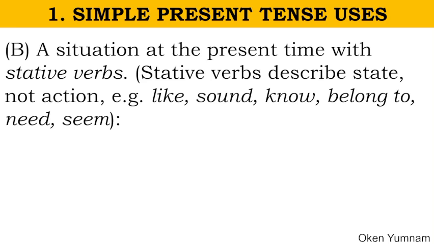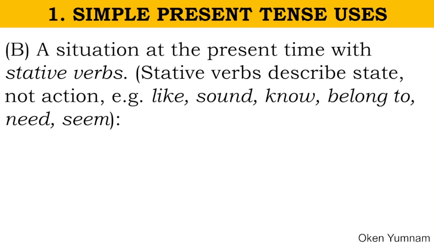And now coming to the second use of simple present. We use simple present when a situation arises at the present time with stative verbs. Unlike the action verbs, sometimes we call it linking verb. These stative verbs or linking verbs, they do not show any action. Examples are given here like sound, know, belong to, need, seem.